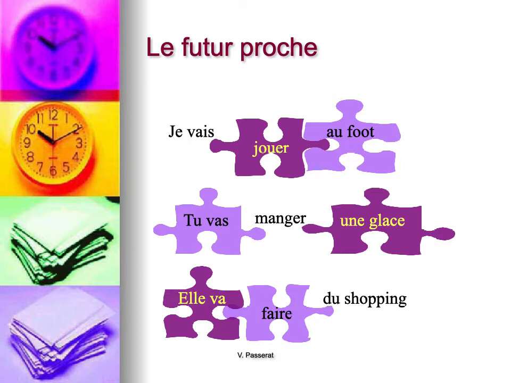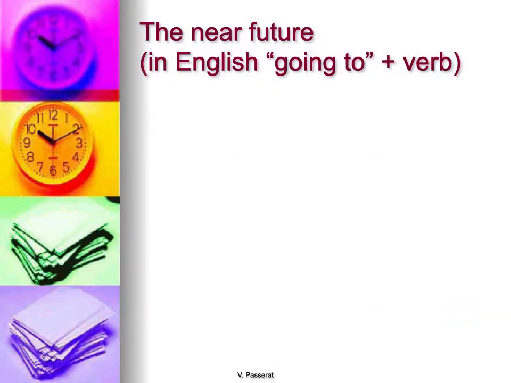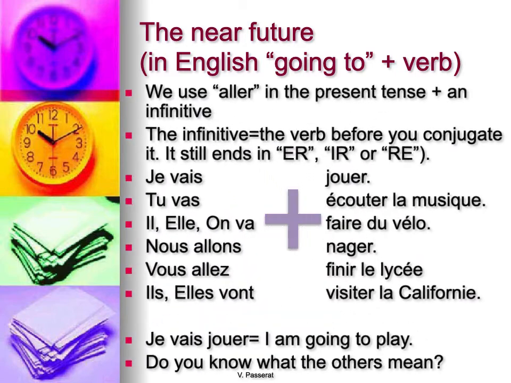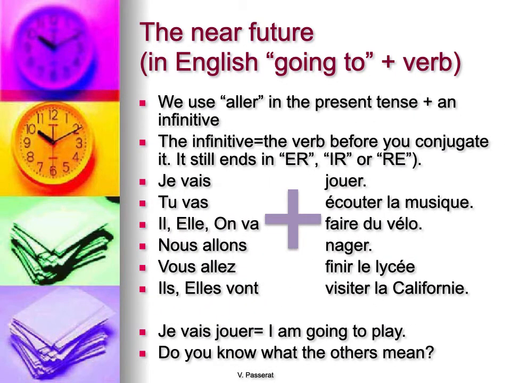So, je vais jouer au foot, tu vas manger une glace, elle va faire du shopping. So that is what you are going to do. That is the near future, what you're going to do, plus the verb and the infinitive. Okay, let's look at a few more examples. Je vais jouer, tu vas écouter la musique, il va faire du vélo, nous allons nager, vous allez finir le lycée, and ils vont visiter la Californie. And you can switch any of those around.